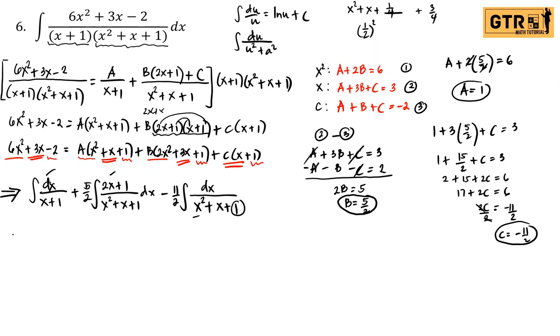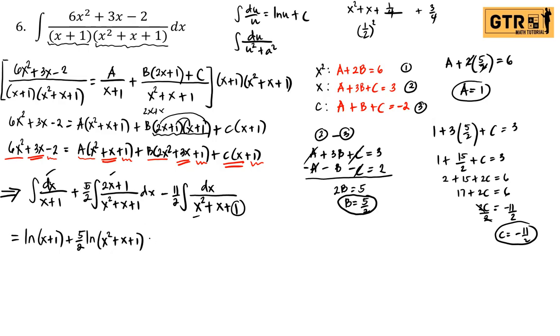So for the first two, we will use du over u. The derivative of x plus 1 is dx, or the differential. Therefore, this is ln of x plus 1. And then for this part, we have 5 over 2. The derivative of x squared plus x plus 1 is 2x plus 1. So again, it is ln of x squared plus x plus 1.